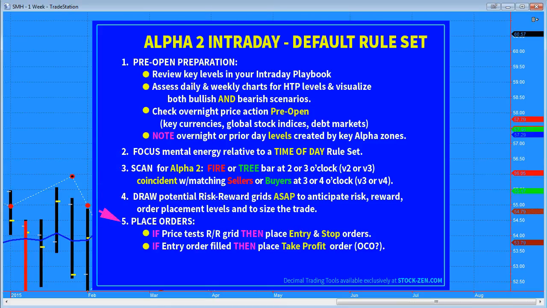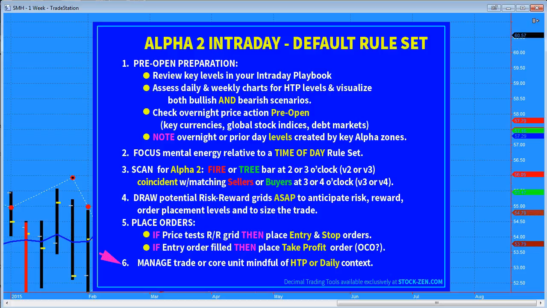Number 5 is to place orders and execute. Once your risk-reward grid is in place, then, if price tests the alpha entry zone, place your entry and stop orders, and if the entry order is filled, then place your take profit order. Intraday price action in alpha zones is often fast because profit opportunities are transient, so you must be very quick and agile at order placement.